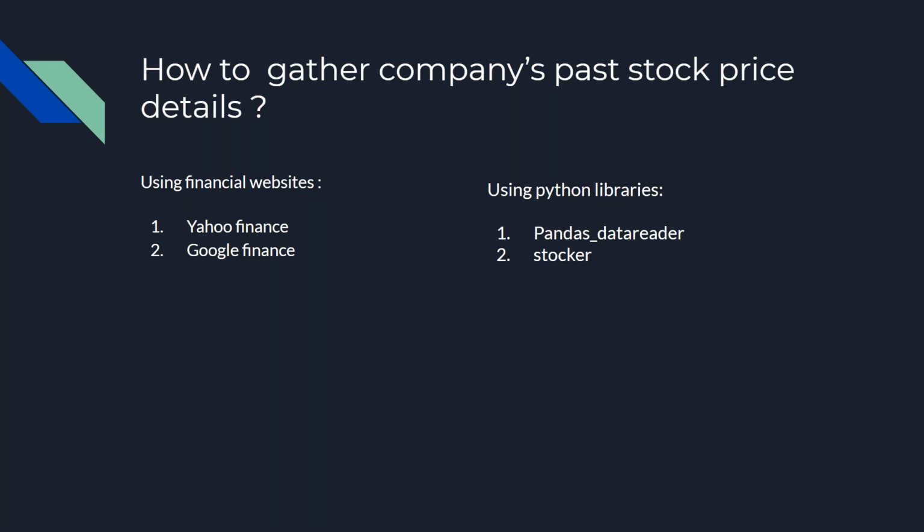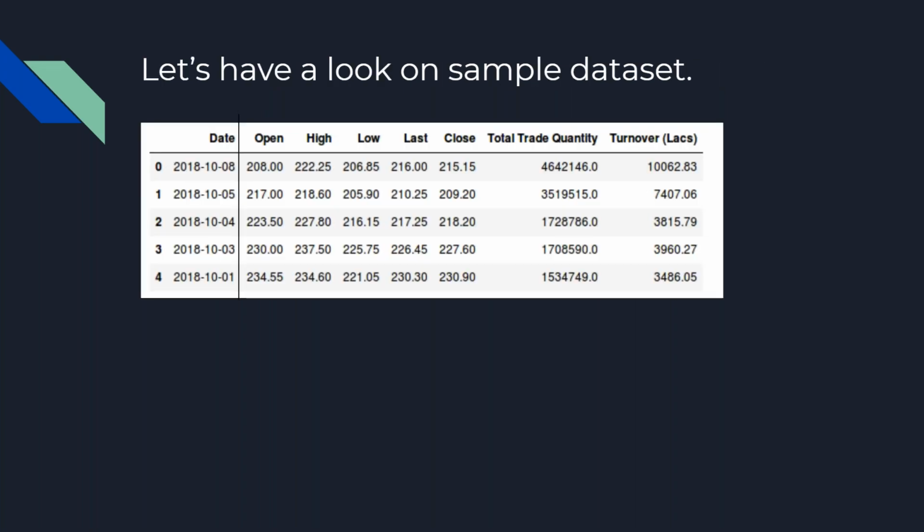We can gather the stock prices using some financial websites, and there are many out there. Some of the reliable financial websites are Yahoo Finance and Google Finance. Another better approach is using Python libraries which are built on these financial websites' APIs. One of those is Pandas Data Reader and another is Stalker. Pandas Data Reader is a Python library which works on the Yahoo Finance API. We can simply find out the ticker name of the company to collect the data using these Python libraries.